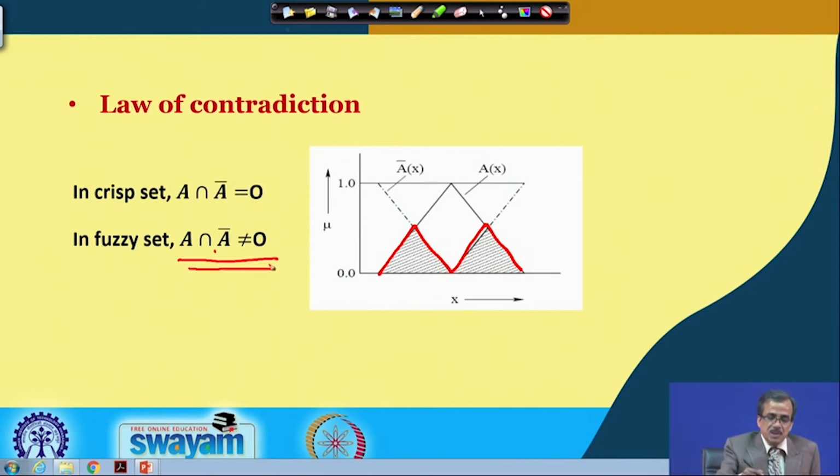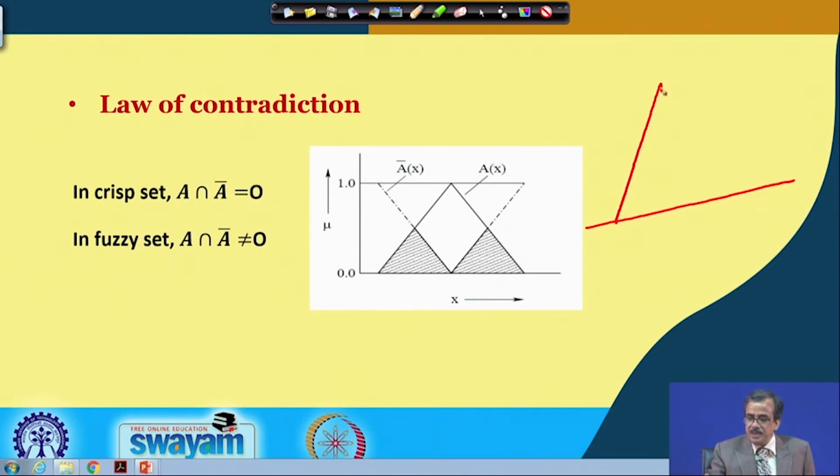Now, these two rules are not followed by the fuzzy set. I am just going to tell you the reason behind this particular fact. Let us try to understand what is the reason that these two rules are not followed by the fuzzy sets. To understand that, let me draw the same picture here.